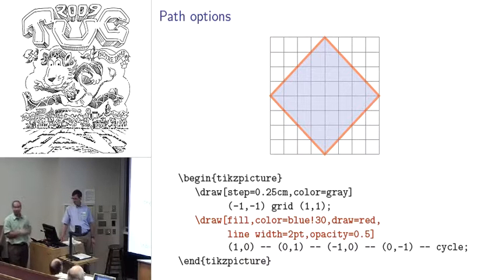You can also specify various options along for your path. So if you want to include color, or in this case we're telling it that we want to fill, so it's going to cause the interior of that polygon to be filled.